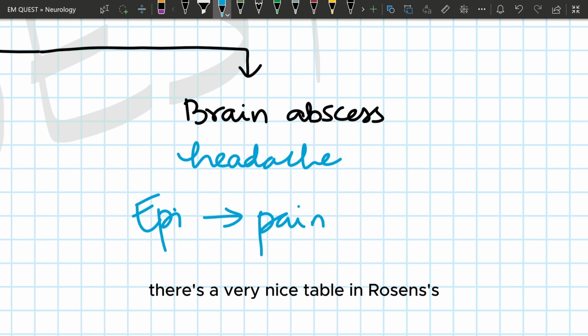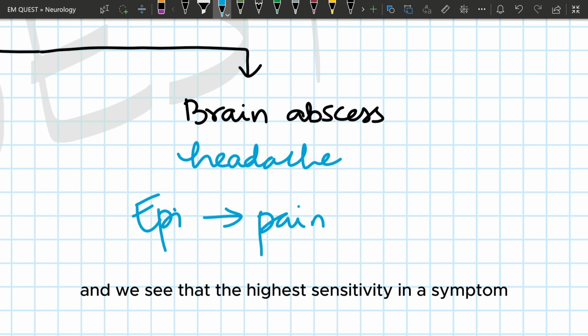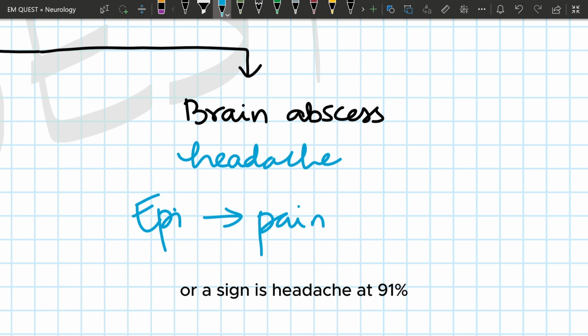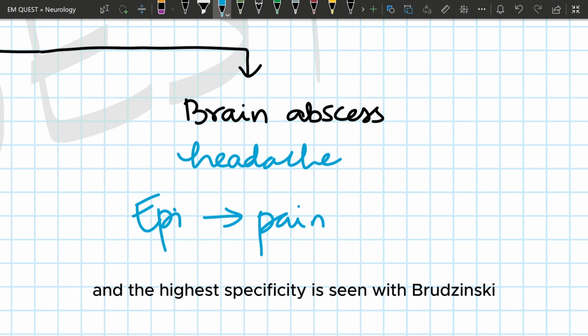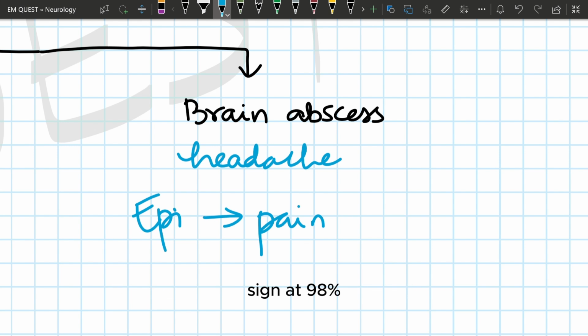midline pain. There's a very nice table in Rosen's that you can refer to that mentions the sensitivity and specificity of certain clinical findings and examination findings in patients with suspected meningitis. And we see that the highest sensitivity in a symptom or a sign is headache at 91% sensitive for meningitis, and the highest specificity is seen with Brudzinski sign at 98%, but it is not very sensitive.